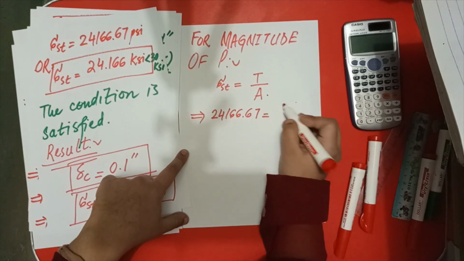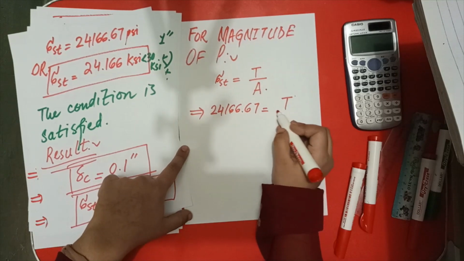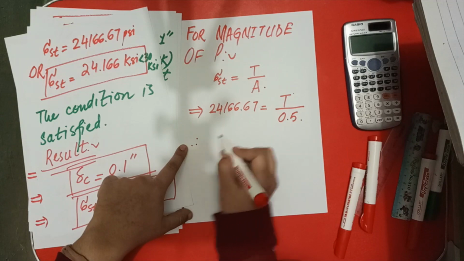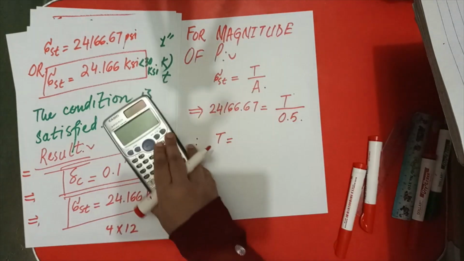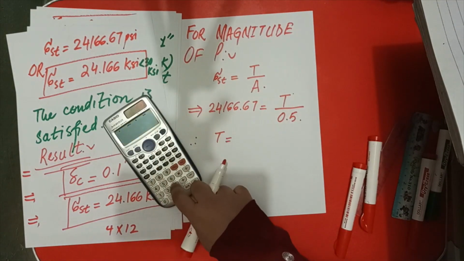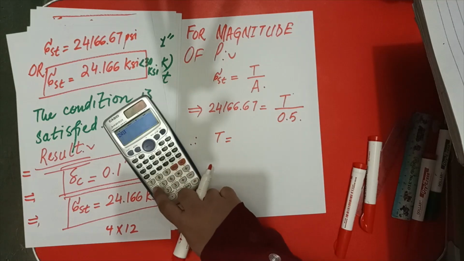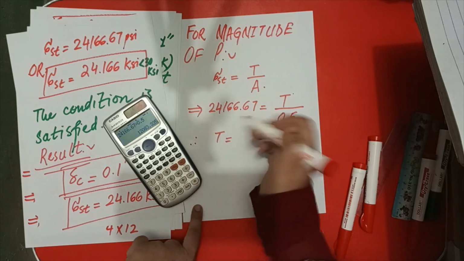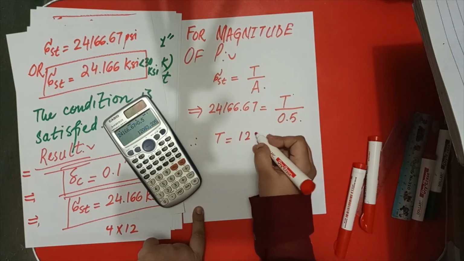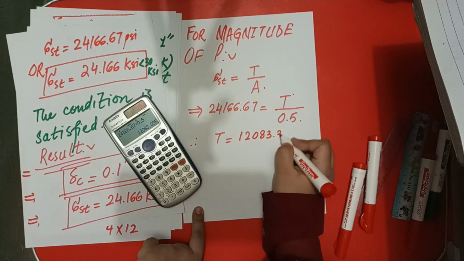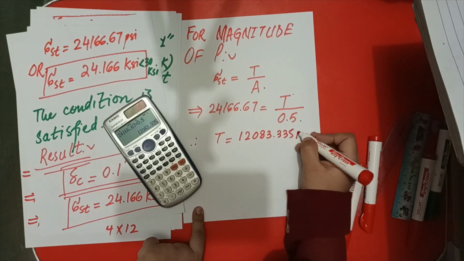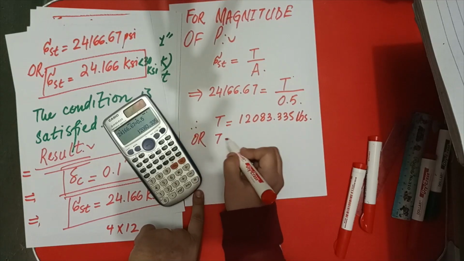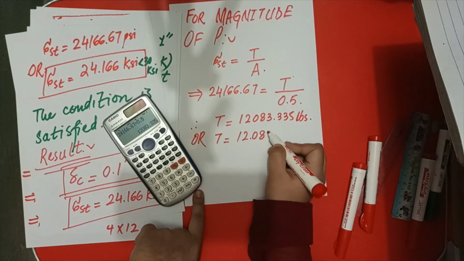24,166.67 is equal to t, which is unknown. We have to find out this t first. The area given in the question is 0.5 square inches. So the value of t comes out to be 24,166.67 multiplied by 0.5. The answer will be 12,083.335 pounds, or t is equal to 12.083 kips.